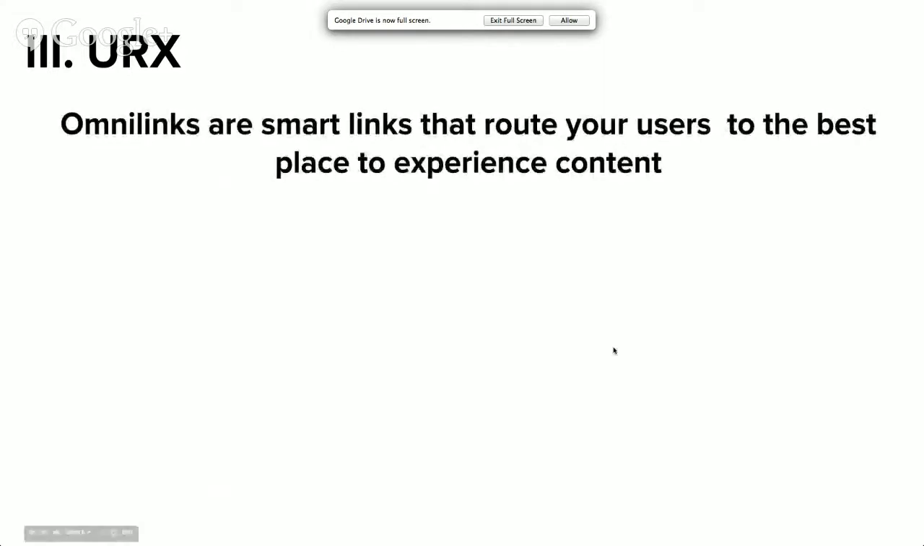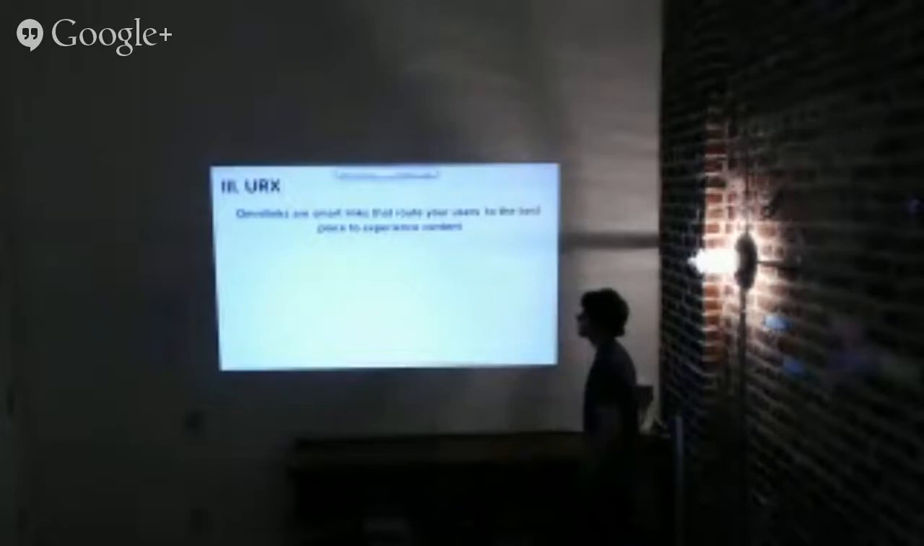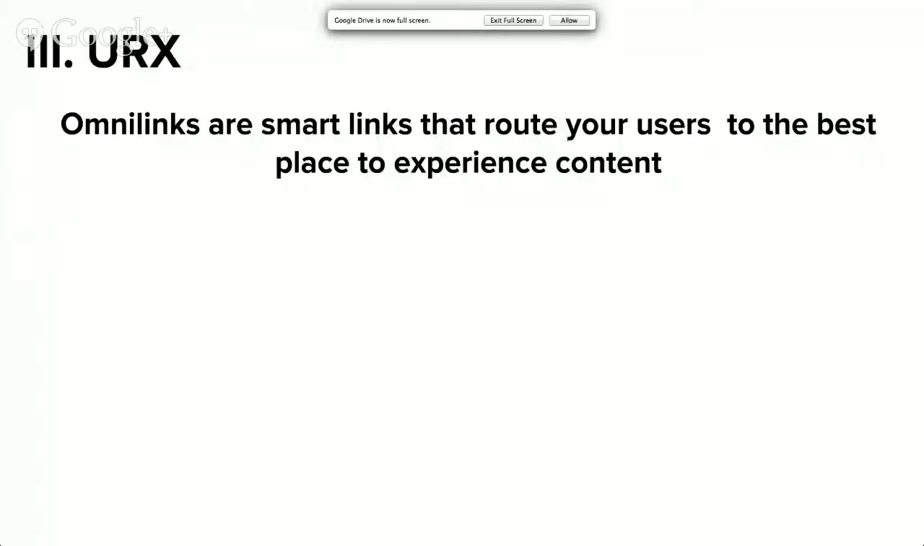Cool. So now that you've added deep links to your app, let's assume you've added deep links to your iOS app and your Android app, and as Jeremy just said, you expose them to the web. The next step is wanting to send traffic to your mobile app. You did all that work, so you might as well get some benefit out of it. And that's where OmniLinks come in. OmniLinks are smart links that route your users to the best place to experience content.